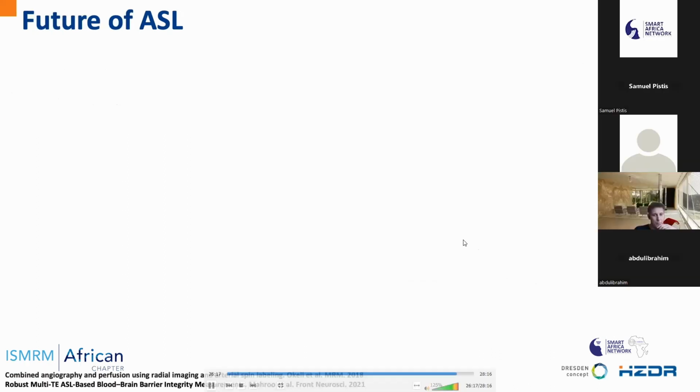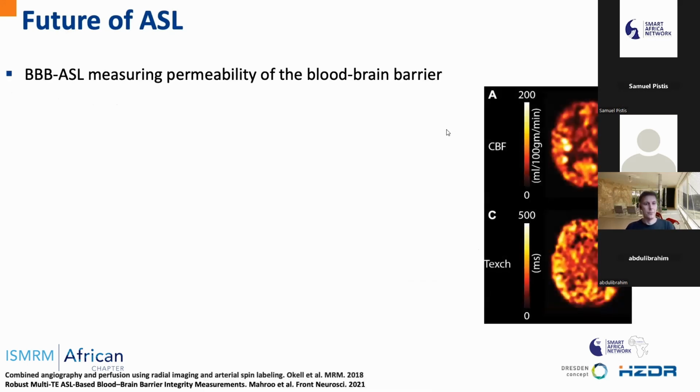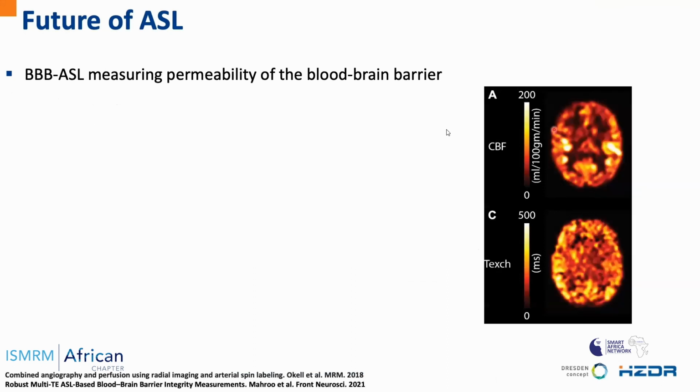And ASL is of course going through continuous development, so there are many new sequences that we can look forward to. As 2 examples, I would like to mention first the BBB ASL that measures the permeability of the blood-brain barrier. So we don't only have to acquire the CBF maps of the perfusion, but we also acquire the exchange time of the blood across the capillary walls.